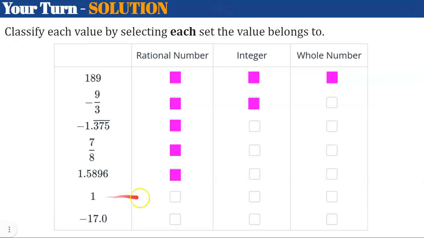The number 1 is rational, it's an integer, and it's a whole number. So it belongs to all three sets. Negative 17.0, so 0.0 is not significant. It has the same value if I just say negative 17, so that makes it rational and an integer.